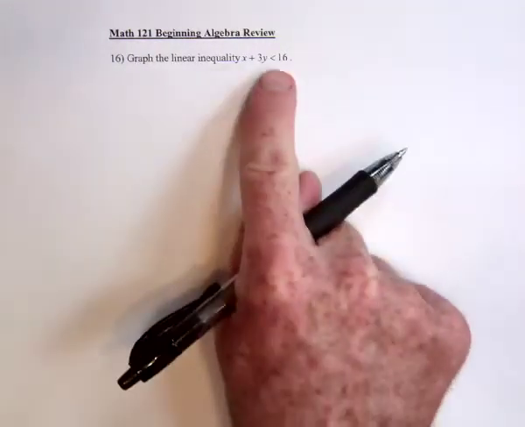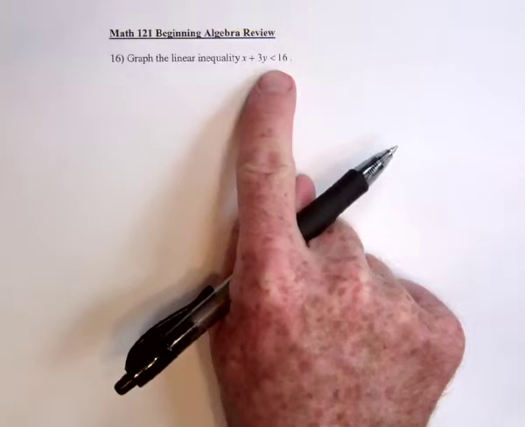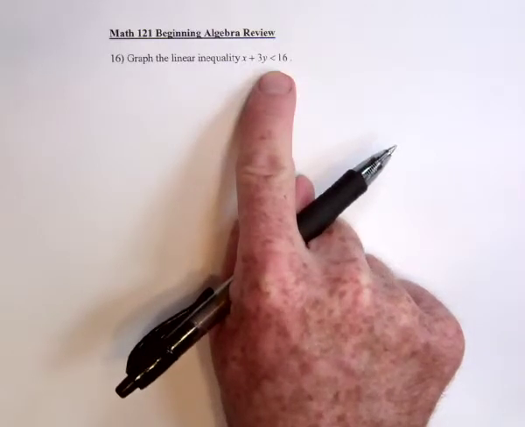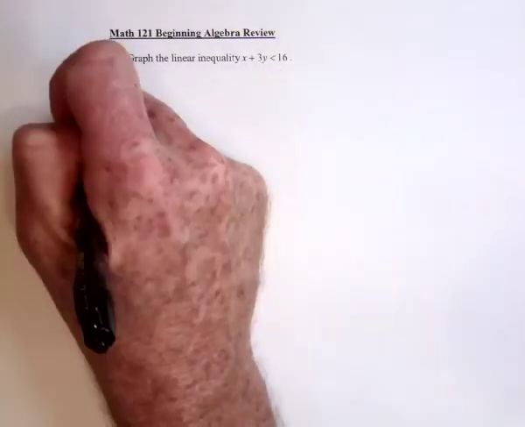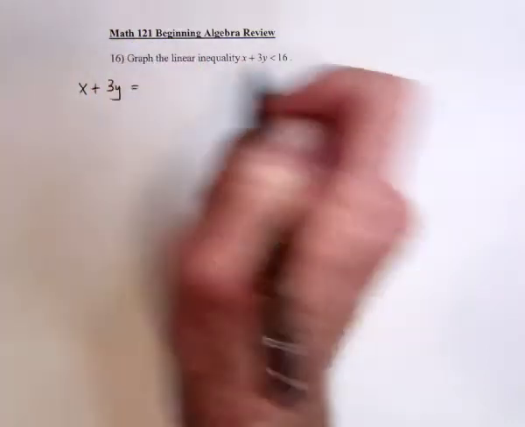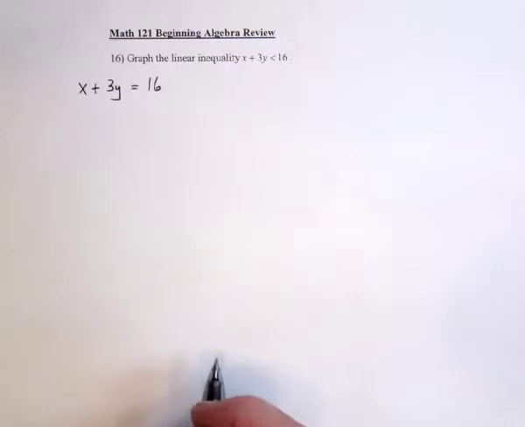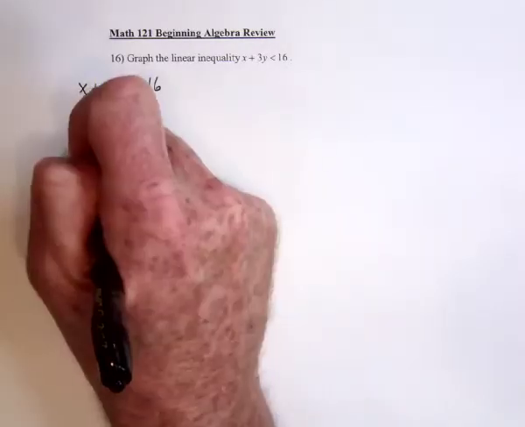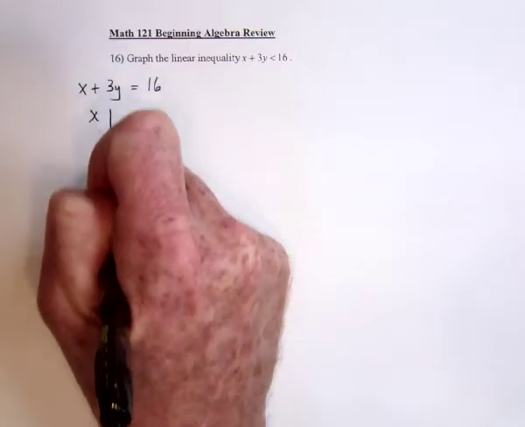So if this were an equation, if this was an equals, then we would get a line. And that's actually where we start. We make this into an equation. You then find at least 2 points for the line. So I'll make a little table of values.